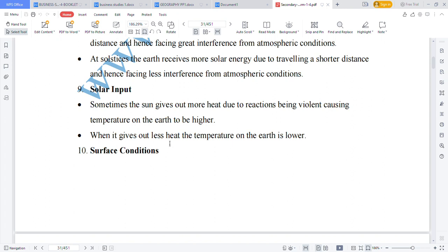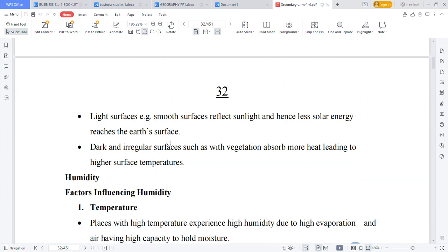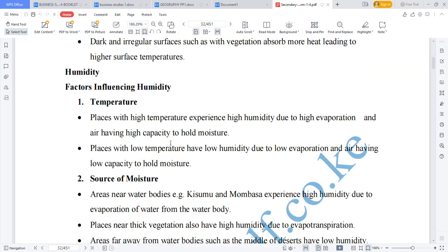Number 9, solar input. Sometimes the sun gives more heat due to reactions being violent, causing temperature on the earth to be high. When it gives out less heat, the temperature of the earth is lower. Number 10 is surface conditions. Light surfaces, e.g. smooth surfaces, reflect sunlight, and hence less solar energy reaches the Earth's surface. Dark or irregular surfaces, such as vegetation, absorb more heat, leading to higher surface temperatures.